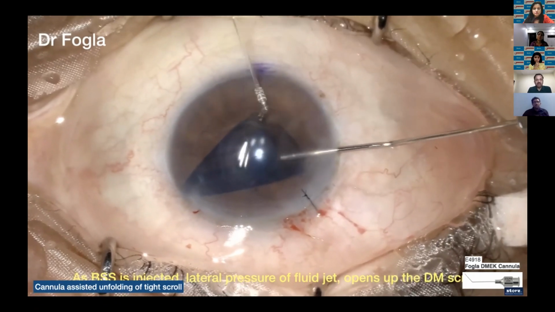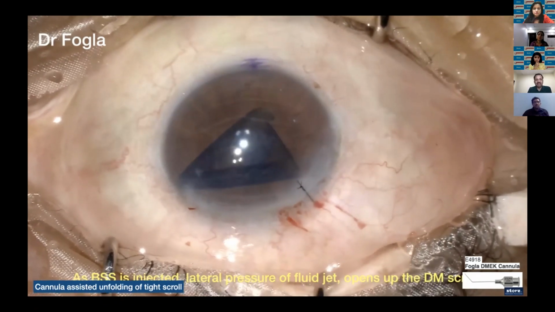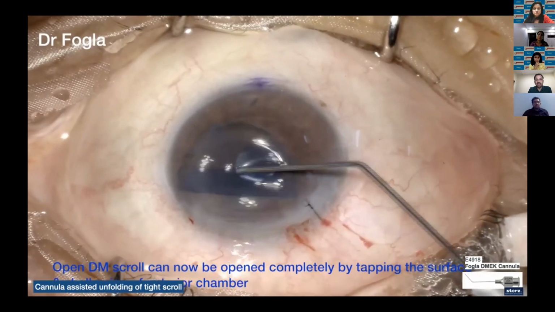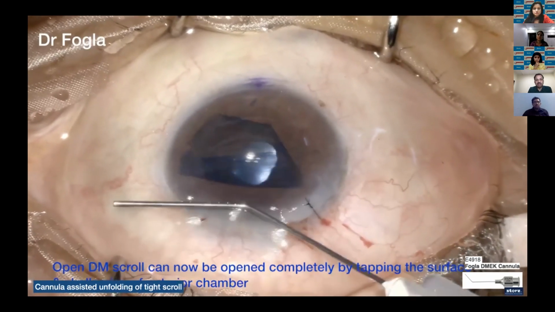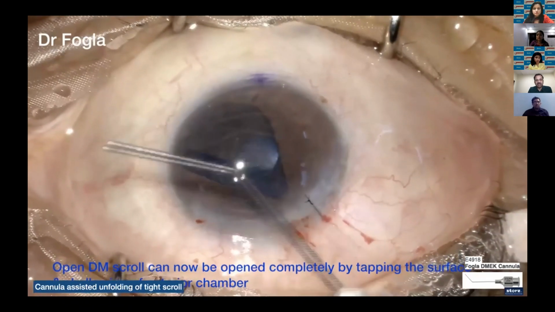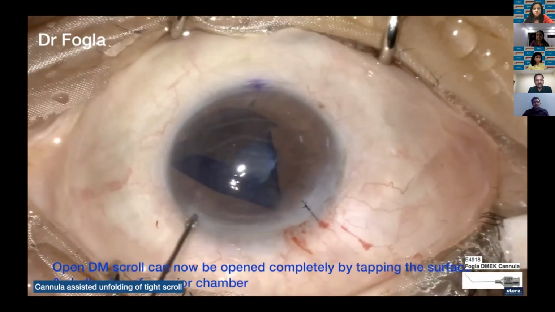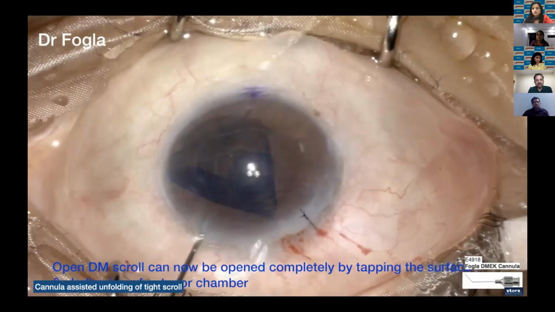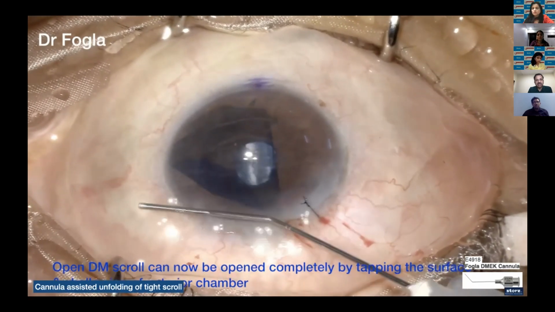Don't be in a hurry to remove your cannula. Always depress the paracentesis to release some fluid, and then you can go in and tackle this graft to open it up pretty much the same way as what I showed you in my previous short videos. Here I'm releasing some fluid to again get the graft to open up, shallow the chamber.